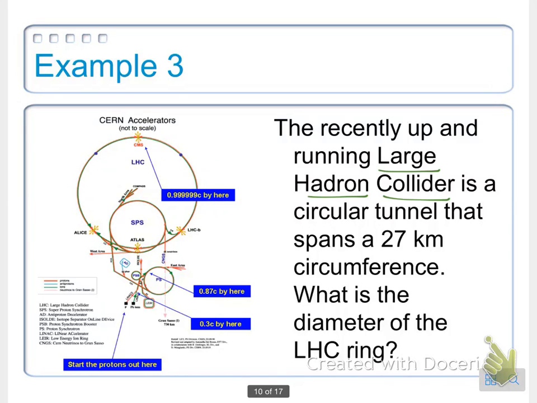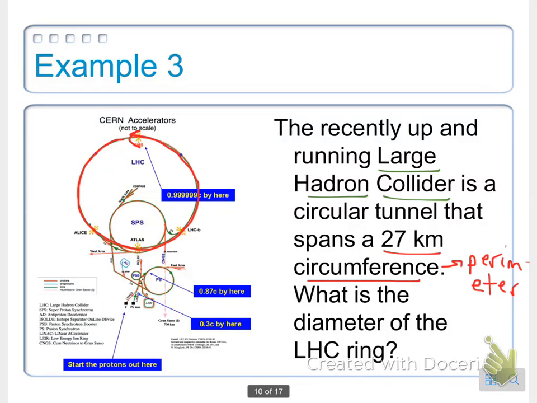So what they tell us in this problem is that the circumference is 27 kilometers. Remember, circumference is like perimeter. And we're talking about a circle here. I drew it already. I'm going to draw it a little nicer here.